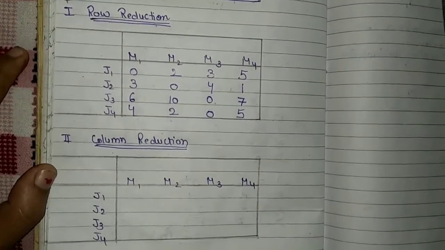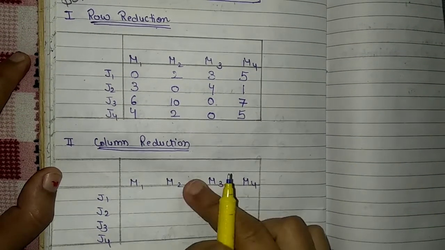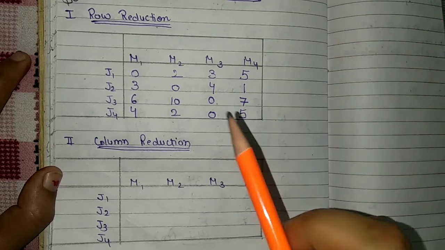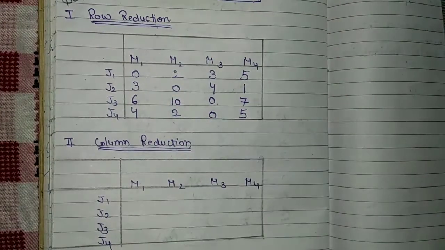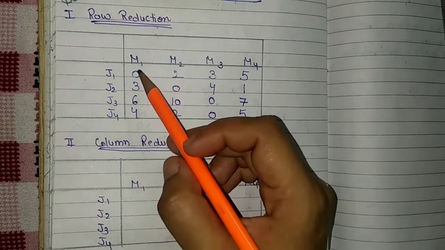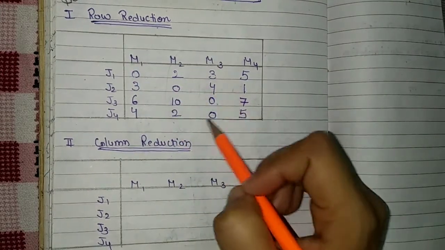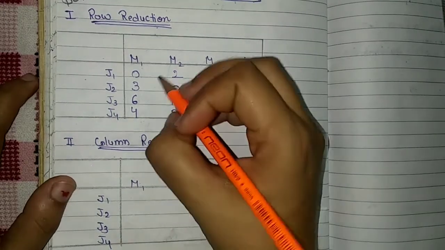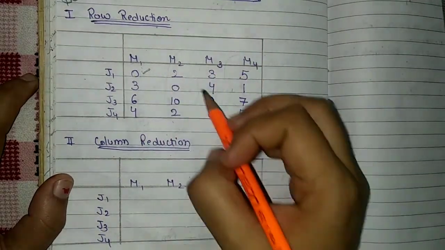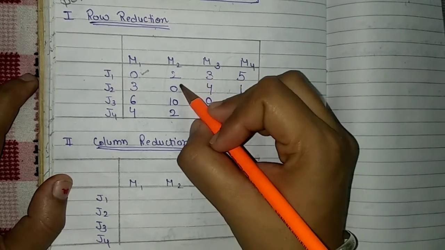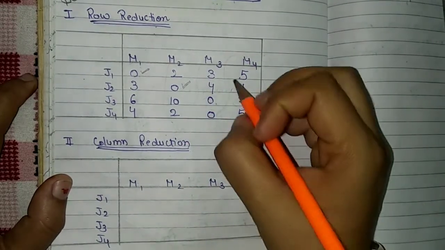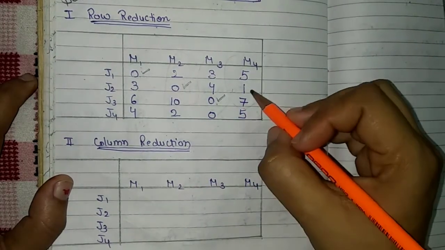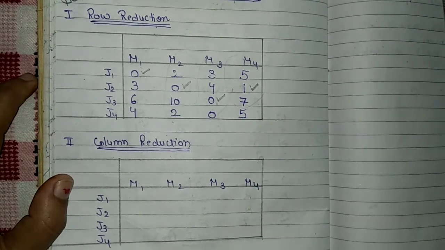Next step is column reduction. Now we have to select minimum number from each column in row reduction. Like in this column, 0 is minimum number, so we select it. In second column, 0 is minimum number, so we select it. Here, in this column, 0 is minimum number, so we select it. Here, 1 is minimum number, so we select it.